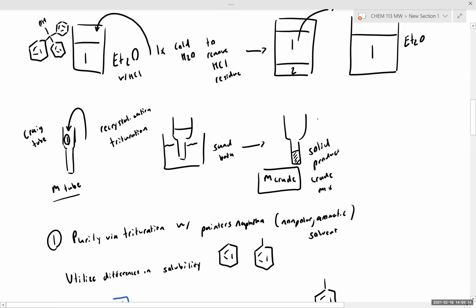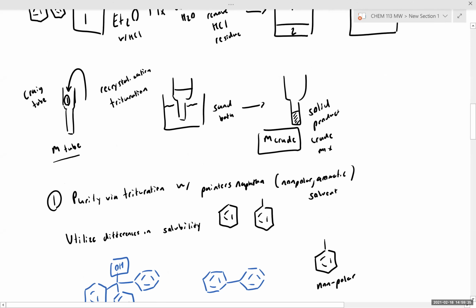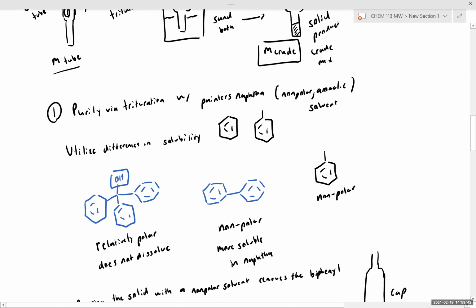This mass of our crude solid is really important to consider, and it's really going to help us understand, once we separate out the byproduct, how much of this product mixture is our desired product and how much of our product mixture is the undesired byproduct. So this product mixture is not pure. It contains biphenyl. So we're going to purify with ligroin, also called painter's naphtha.